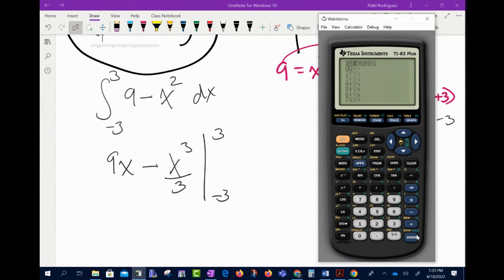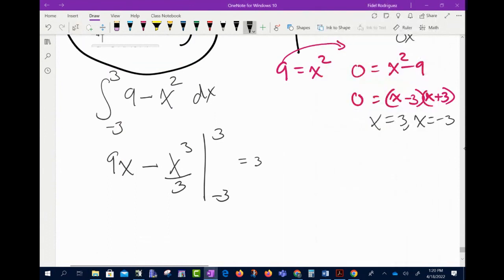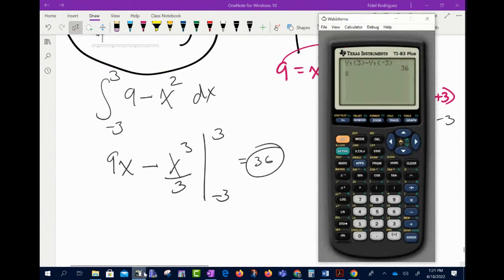Okay, so we're going to do this from 3, minus y bars again at -3, right? Okay. And I'm coming up with 36. And again, all I did, y'all, is just enter that function into my calculator and plug in my numbers, and we come up with 36.